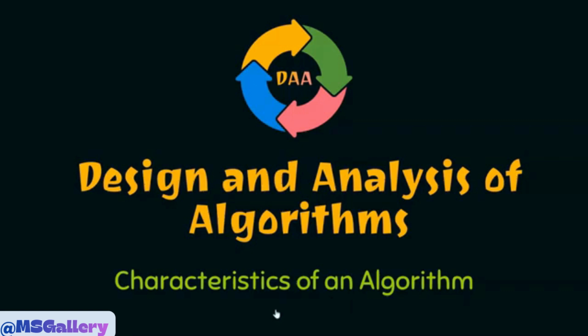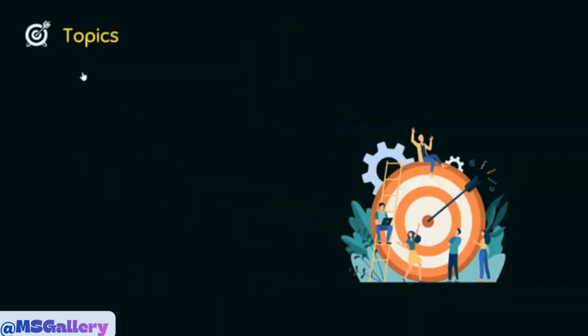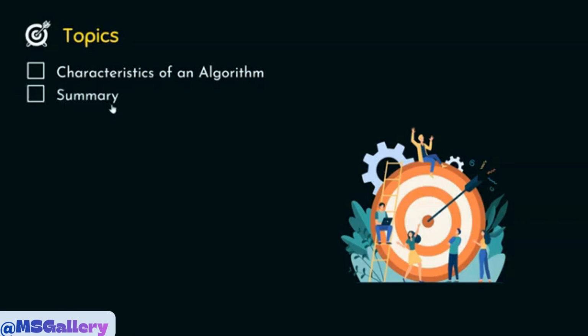Let's see the topics one by one. The first topic of this lecture is characteristics of an algorithm. We will first understand some characteristics of an algorithm. Then after this, I will give you the summary of this entire lecture so that you would be able to see all the characteristics in the same place.